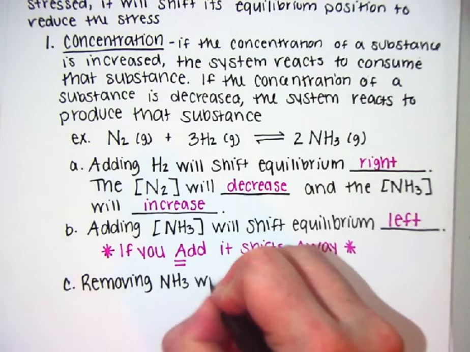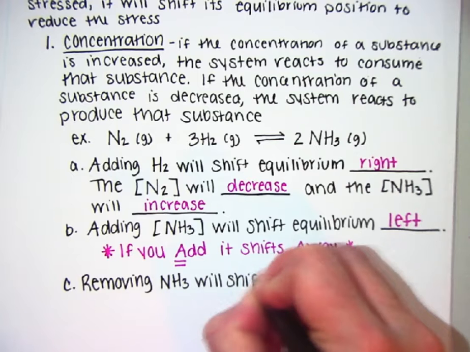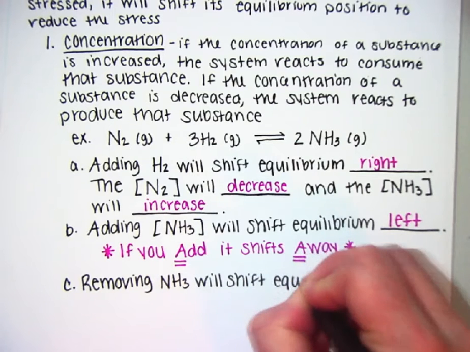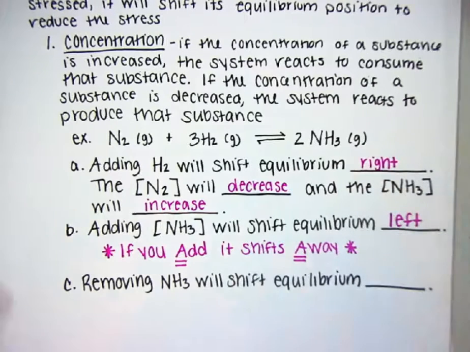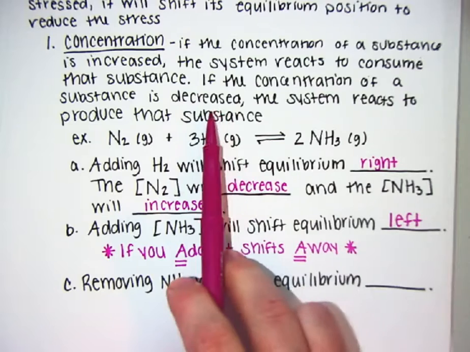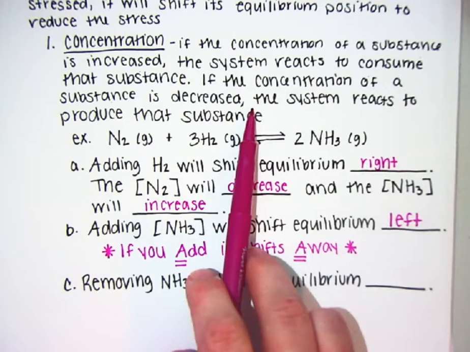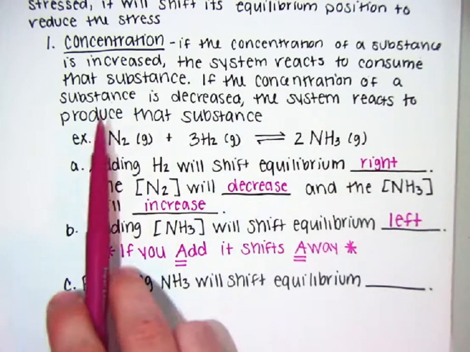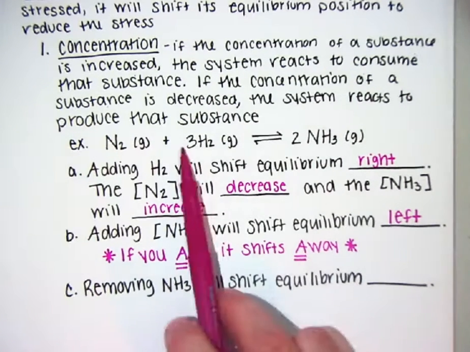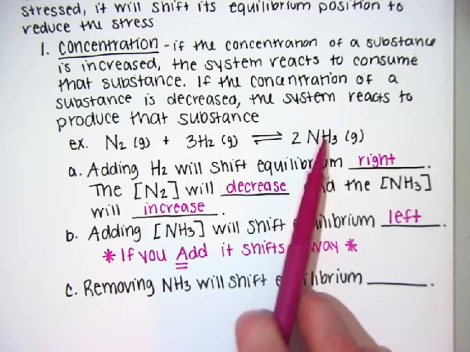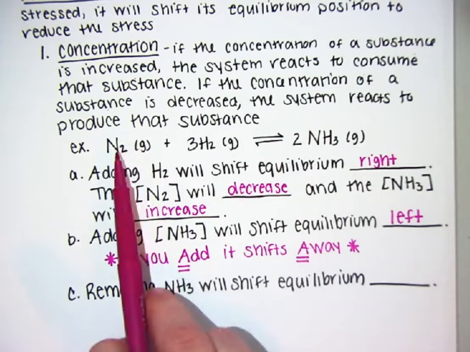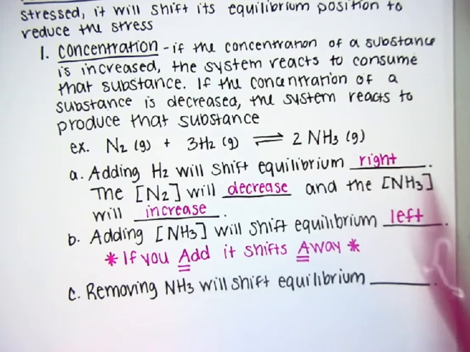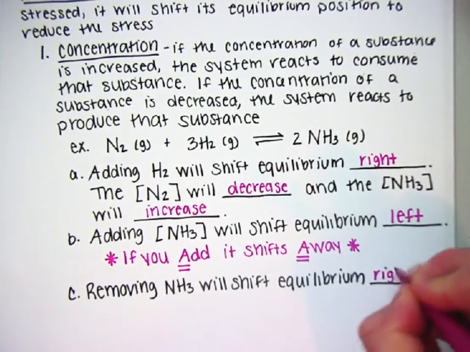Removing NH3 will shift equilibrium. Which way? So if I remove NH3, I'm decreasing its concentration. If the concentration of ammonia is decreasing, the way I restore equilibrium is to produce more NH3. Well, which way does the reaction have to go to make more NH3? It has to go to the right. If I use up nitrogen and hydrogen, I could make more NH3. So it's going to shift to the right.